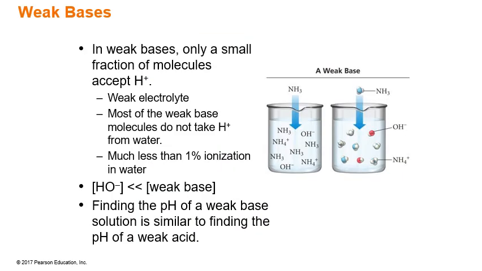Now, weak bases, only a small fraction of the molecules are going to accept that hydrogen. Just like weak acids, only a portion of them give off hydrogen. For weak bases, only a portion of them accept the hydrogen. So most of them are not taking that additional hydrogen from the water. So generally less than 1% ionize. And so we have to find our equilibrium concentrations in order to solve for the pH or the pOH of a weak base, similar to what we've already done for the pH of our weak acid.